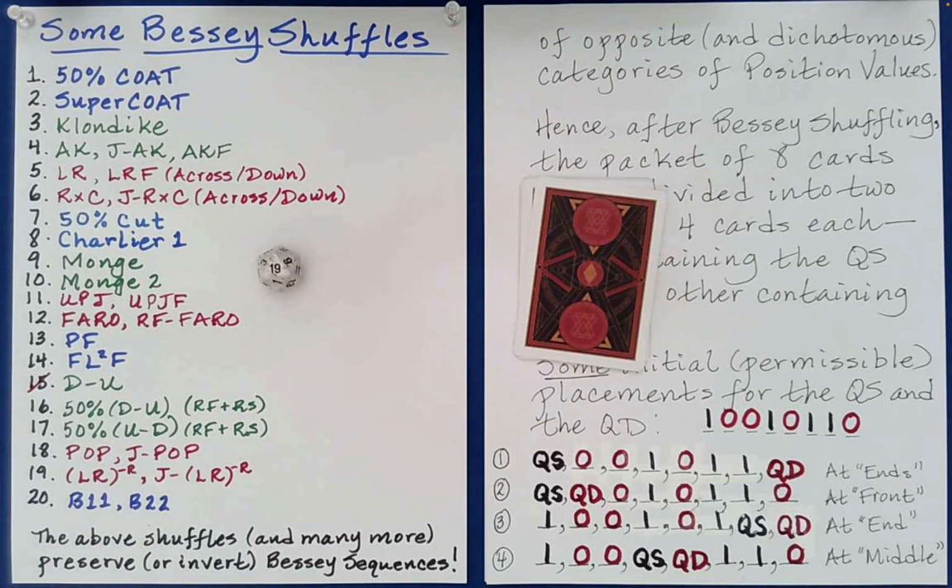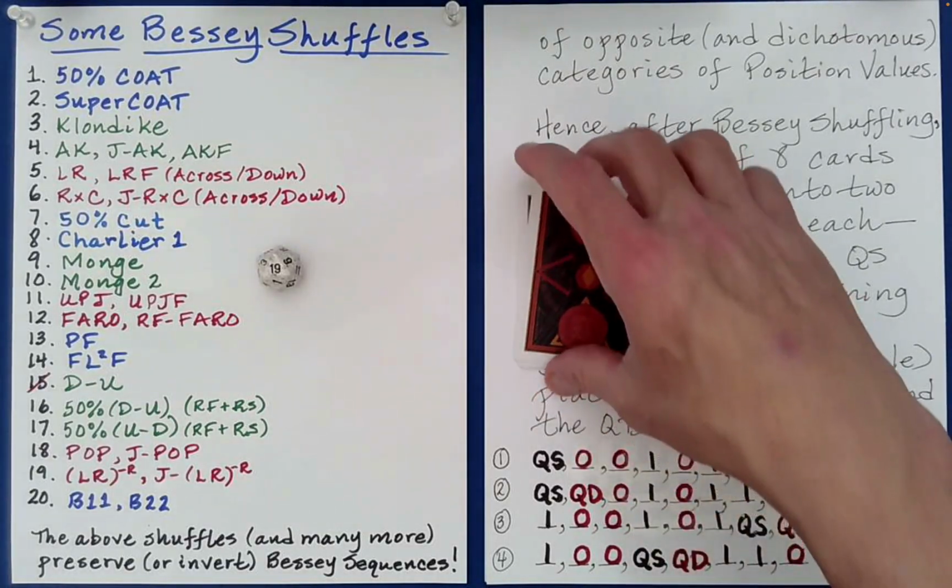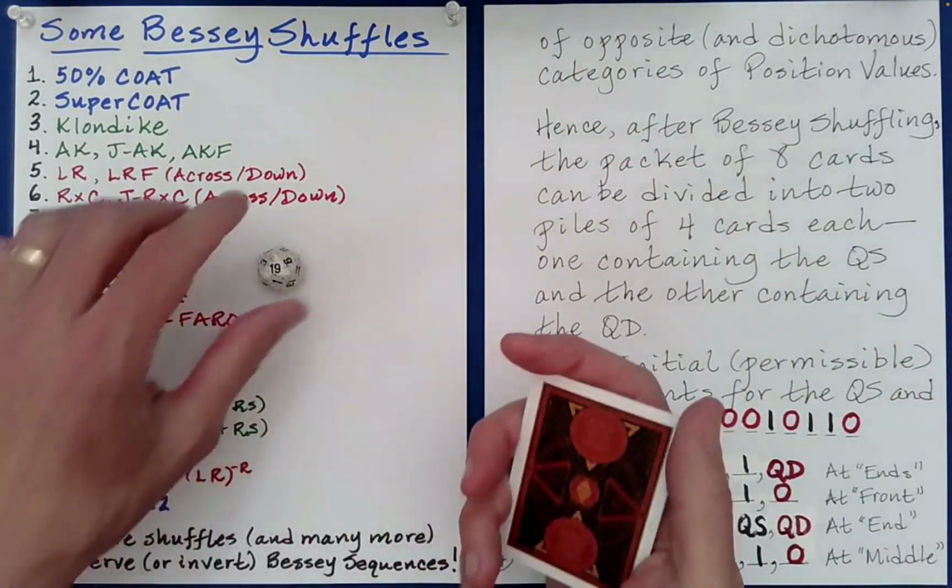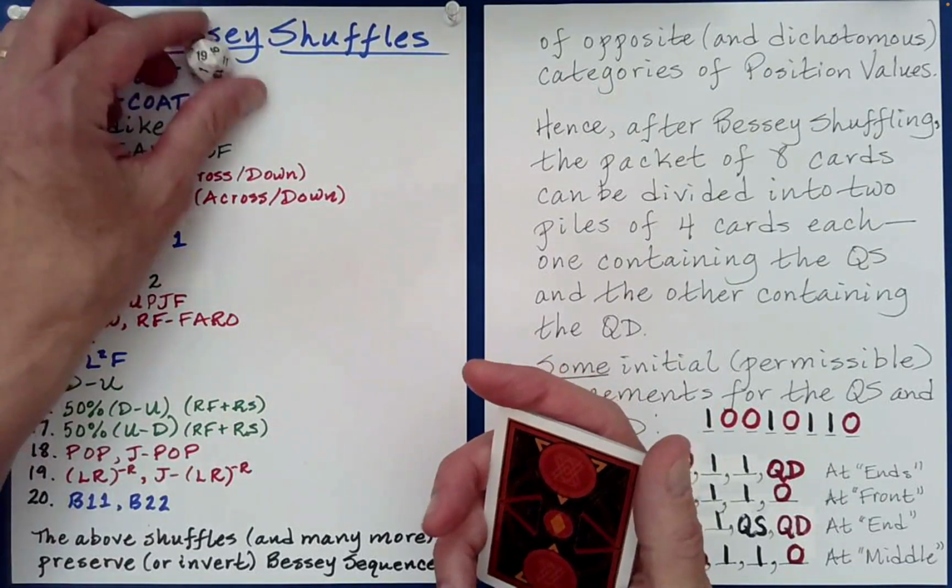19. So 19, what do we have here? Well, we have a couple of choices, and we can do both. It's the LR to the negative R, and also the judicious stacking of those. Okay, so let's go ahead and demonstrate this. Let me move my die over here somewhere.